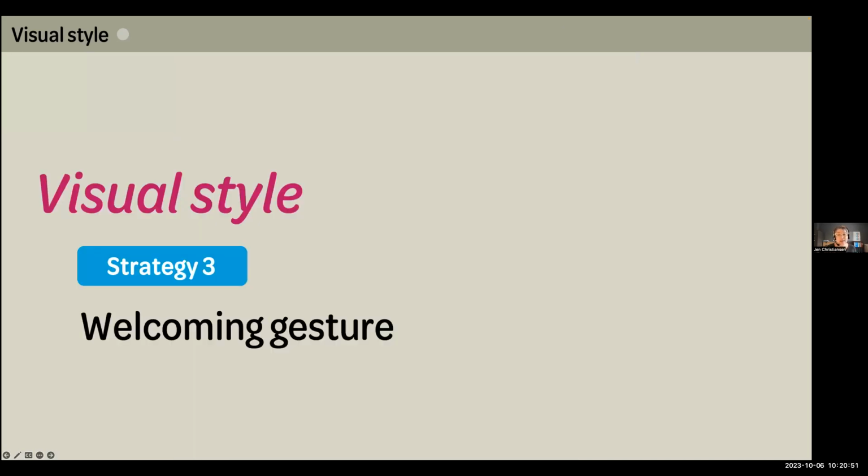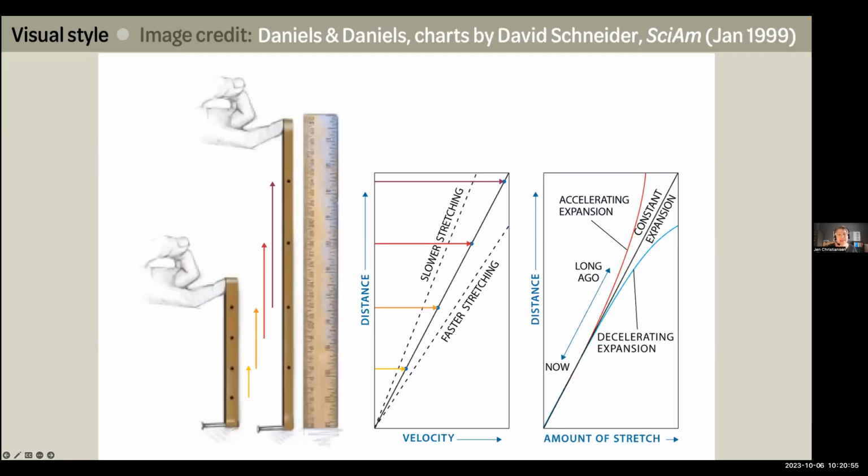Strategy 3 is to include welcoming gestures. So illustrative details can help make an abstract topic more relatable. For example, a small drawing of the subject matter or the use of a visual metaphor can provide immediate context when used next to a less figurative chart.